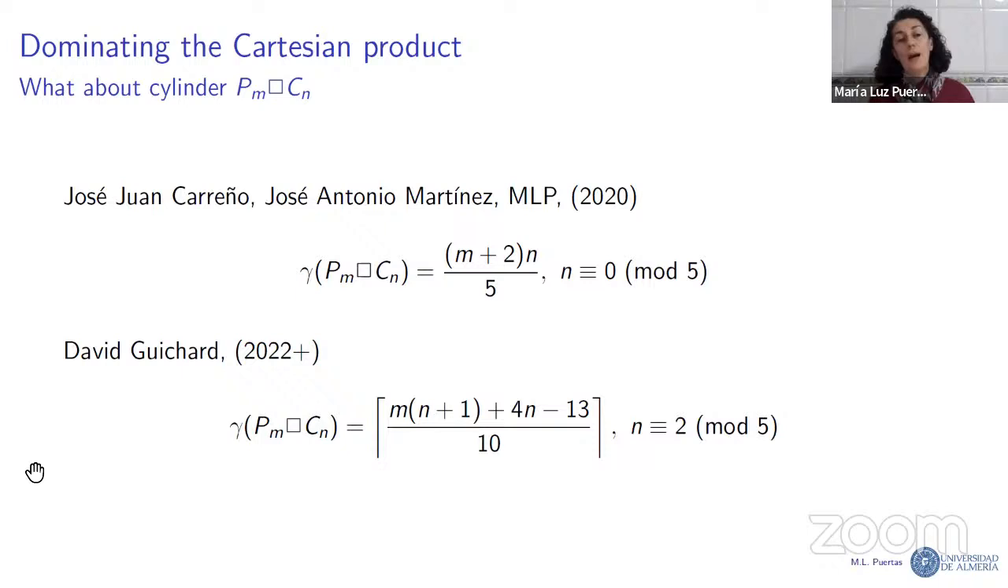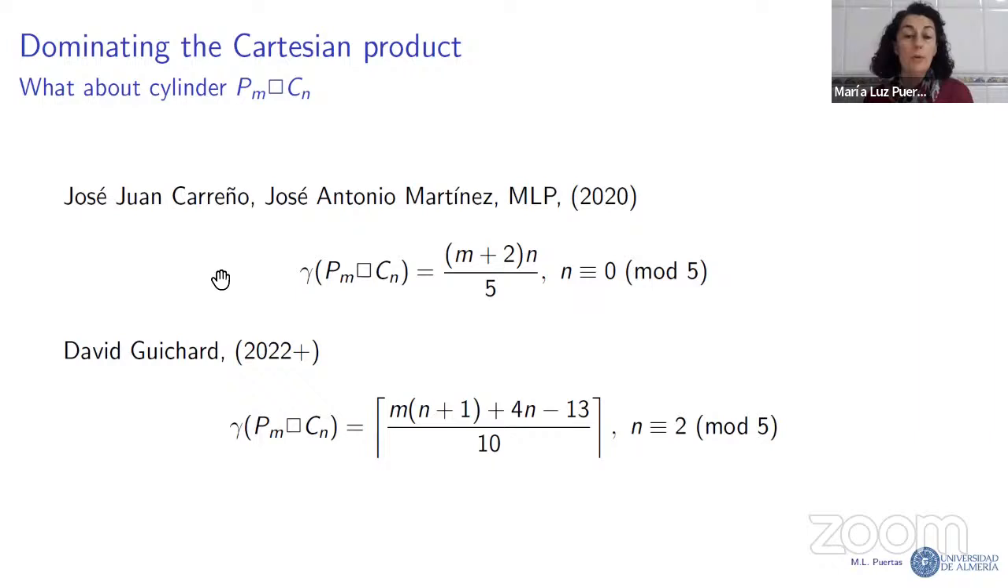And I know about this problem because I have been working in the computation of the domination number of the cylinder. The grids are okay, all the cases are known. However, for cylinders, we are still working. We adapted the ideas of Guichard to the Cartesian product of a path and a cycle. And we obtained that the domination number of the cylinder is this formula, but just in case the number of vertices of the cycle is congruent with 0 modulo 5.